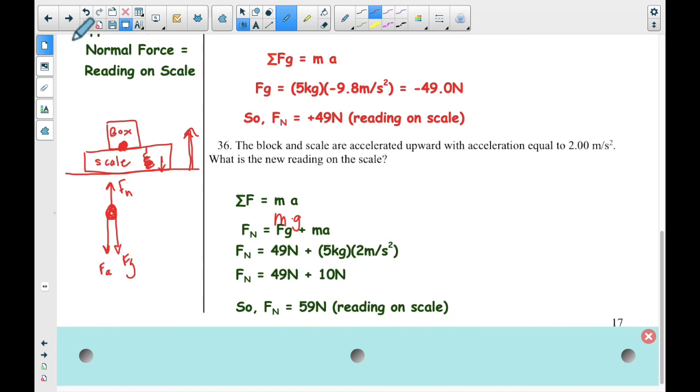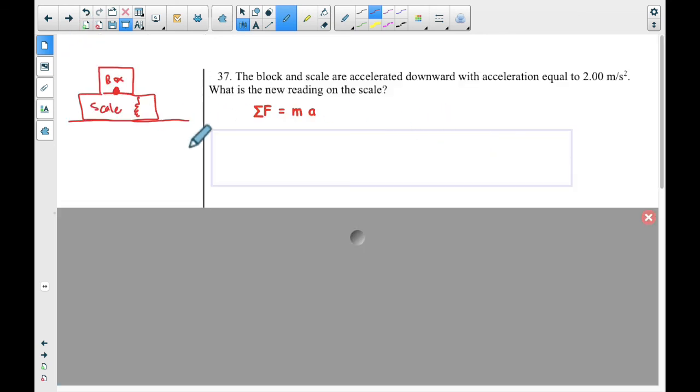Let's turn the page. Okay, have you ever ridden on an elevator and when the elevator goes down, it kind of feels like your stomach is dropping? Like you're almost in free fall? Maybe that would be more on a roller coaster, but sometimes on elevators we feel that a little bit too. So here we have the same diagram. We have the box, we have the scale, but this time it's like the floor is dropping out.